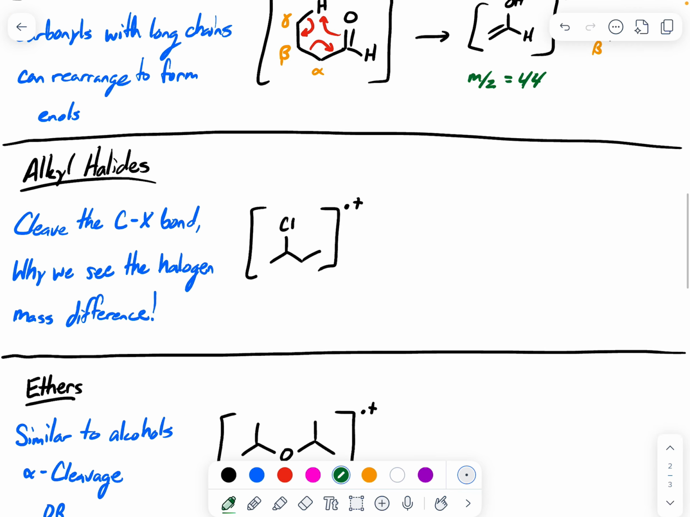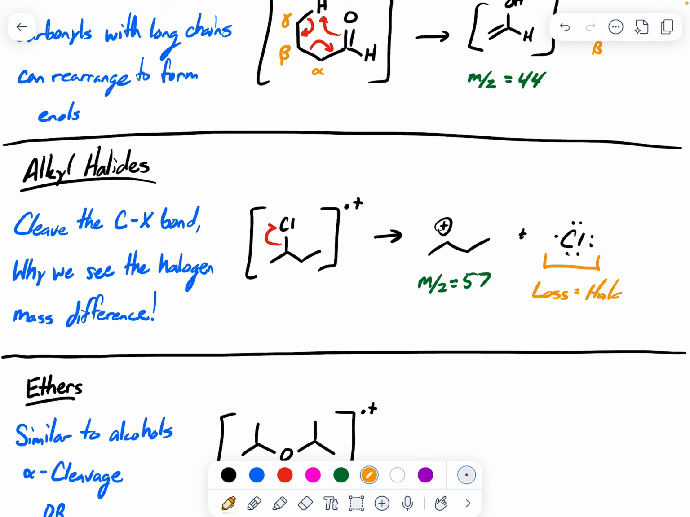Alkyl halides. We talked about this in the class because we said that we see that halogen mass difference a lot of times that there's halogens present. Alkyl halides typically cleave the carbon-halogen bond. So for example, this alkyl chloride, if we break that carbon-chlorine bond, we end up with a structure that has a carbocation right there alongside a neutral chlorine. And so this gives us a mass to charge in this case of 57, but most importantly, the loss of this here, this is that halogen mass difference.